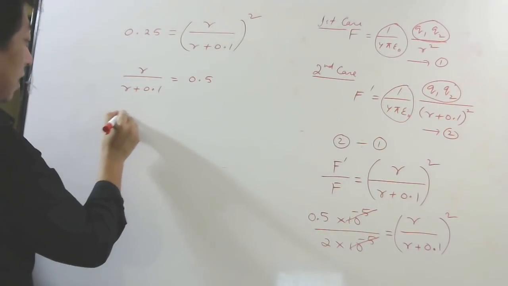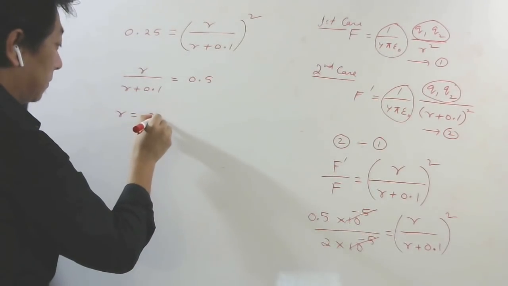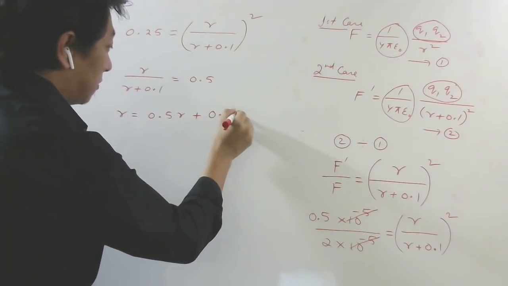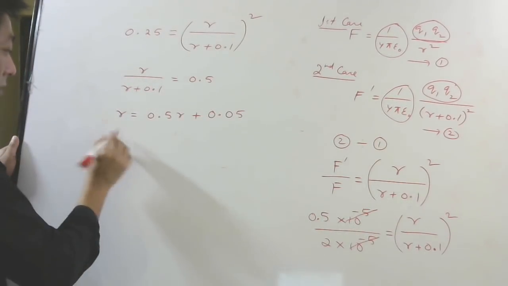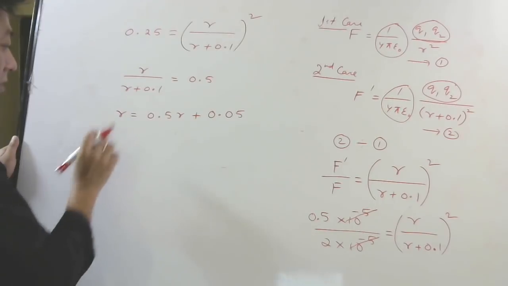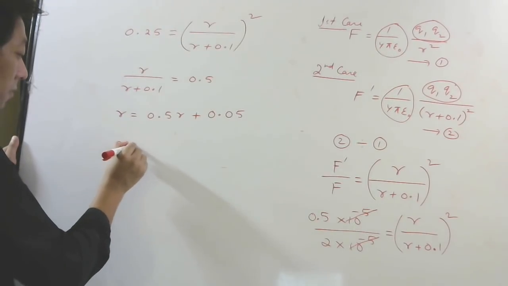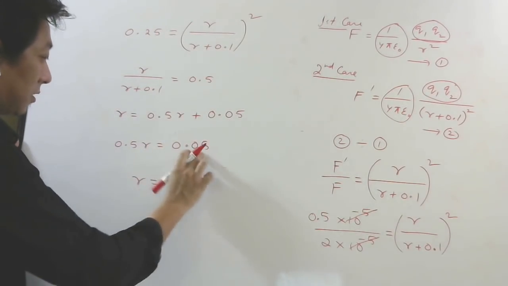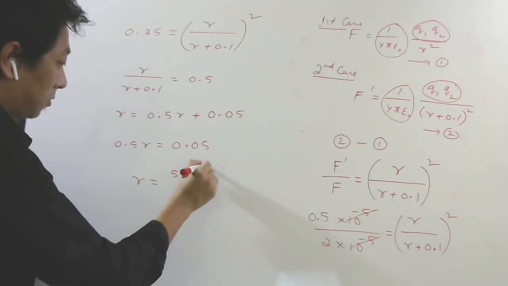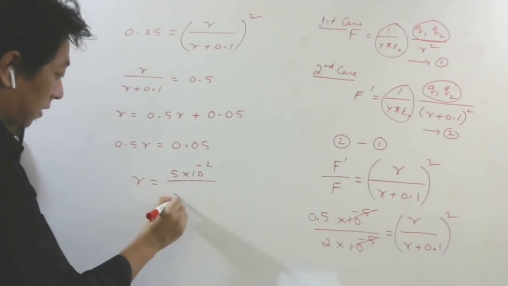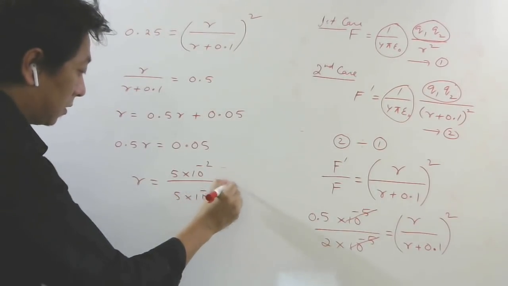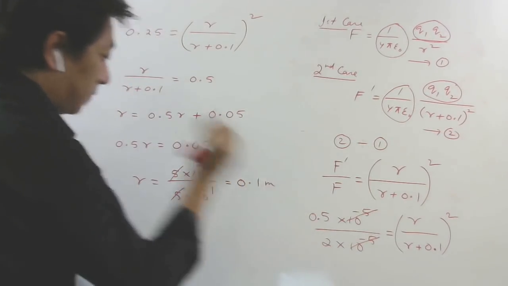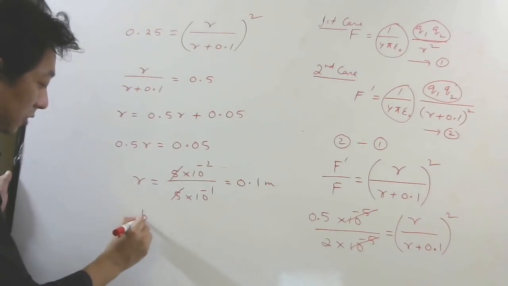Then you cross multiply. R equal to R into 0.5 plus 0.1 into 0.5, 0.05. And if this comes this side, this is 1, this will be minus 0.5. So 1 minus 0.5, 0.5 R equal to 0.05. So R will be, this is how much? 5 into 10 power minus 2. This will come down. This is how much? 5 into 10 power minus 1. So this 5 and 5 will cancel. This will be 0.1 meter. So this is the answer for the second part actually.